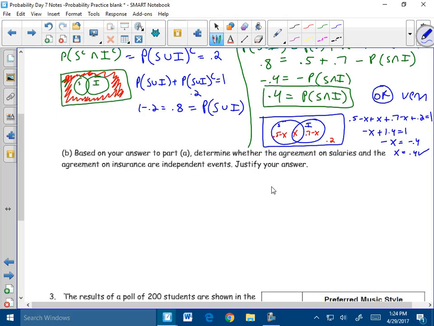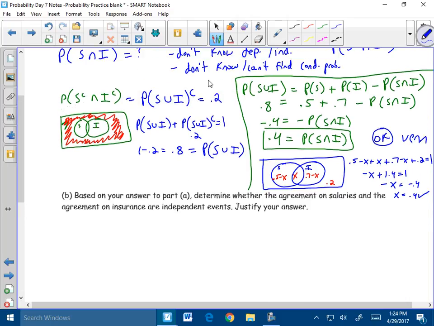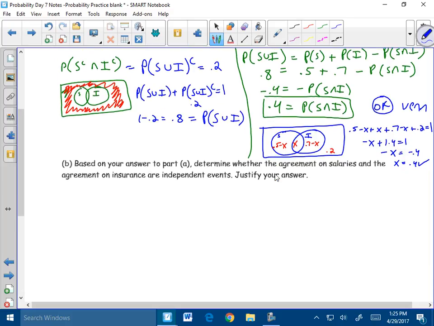Okay, we got one more question we need to answer about this. Based on your answer to part A, determine whether the agreement on salaries and the agreement on insurance are independent events and justify your answer. Okay, so if we're going to test for independence, again, we want to check the conditional probability, which we didn't have up here, but now that I have this information, I have a couple ways actually that I can figure that out.